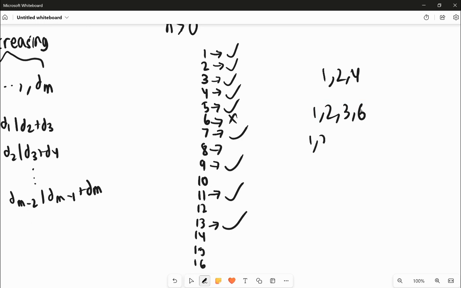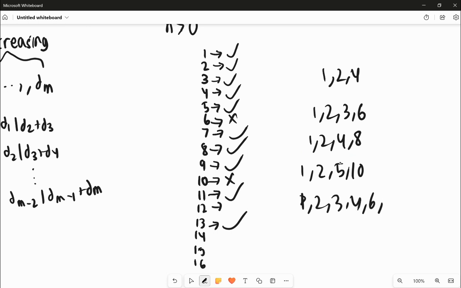For 8, we have 1, 2, 4, and 8. And 1 divides 2 plus 4, and 2 divides 4 plus 8. So that works. And for 10, we have 1, 2, 5, and 10. And 2 plus 5 does not divide 10. So that doesn't work. 12, we have 1, 2, 3, 4, 6, and 12. And 2 does not divide 3 plus 4. 14, we have 1, 2, 7, 14. And 2 plus 7 does not divide 14. 15, we have 1, 3, 5, 15. And 3 plus 5 does not divide 15.